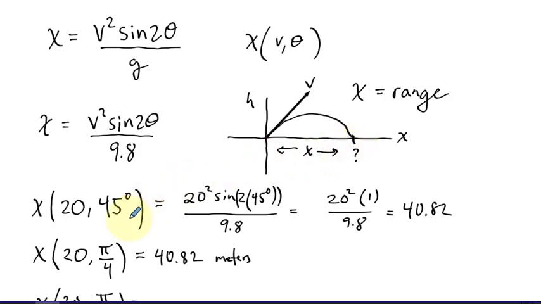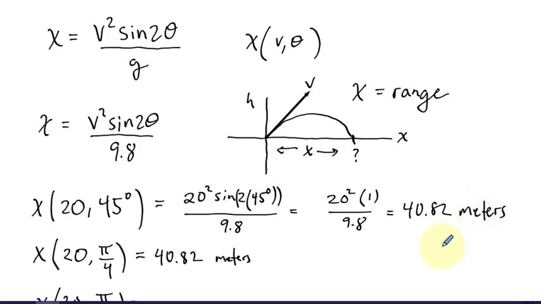So here's an example we could consider: what if we started with 20 meters per second for our velocity and 45 degrees for the initial launch angle? Plugging that into the function, I have sine of 2 times 45, and that's sine of 90. The sine of 90 gives me 1. So this is 20 squared times 1 over 9.8. That gives me 40.82, which means that 40.82 meters is the range.